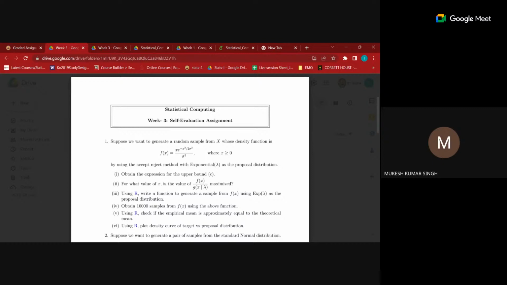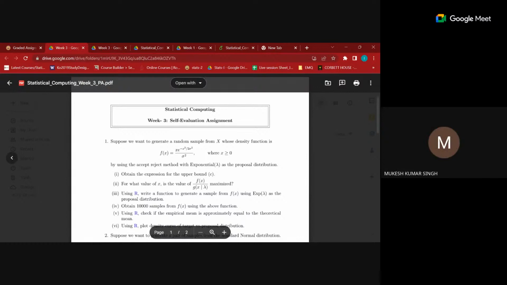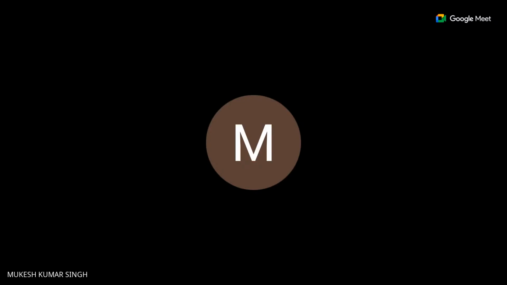Has anyone tried it? Jadev or Arya? You haven't tried yet? No, I haven't tried yet. Also, sir, when you try to get the mean for this f(x), it is also coming out very different for the target variable.